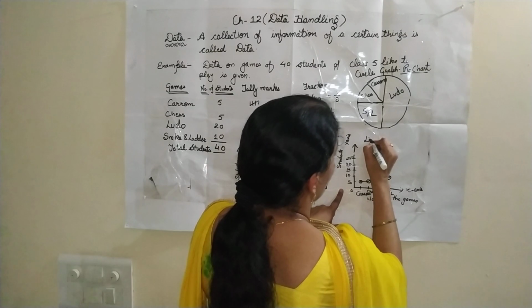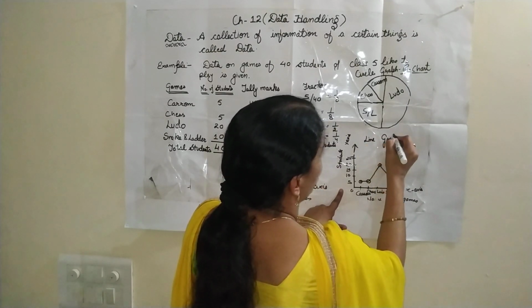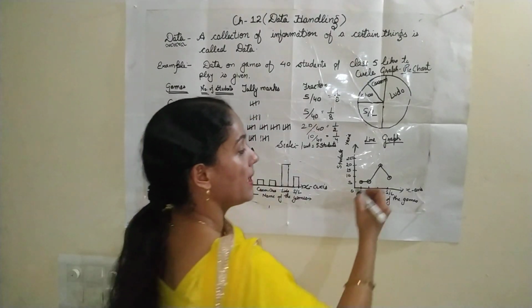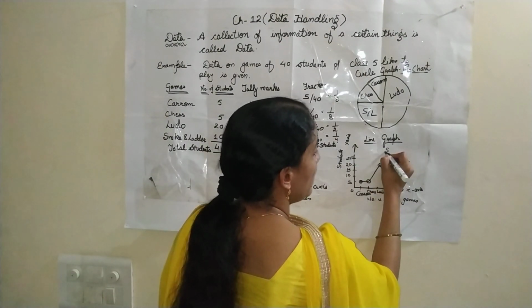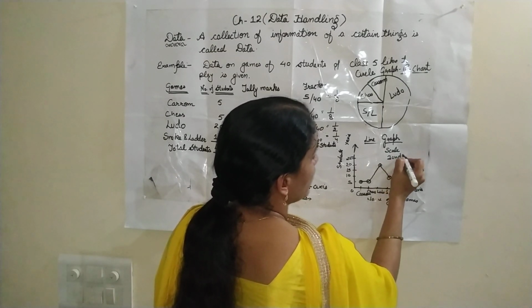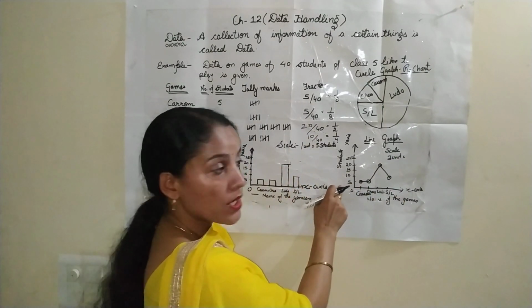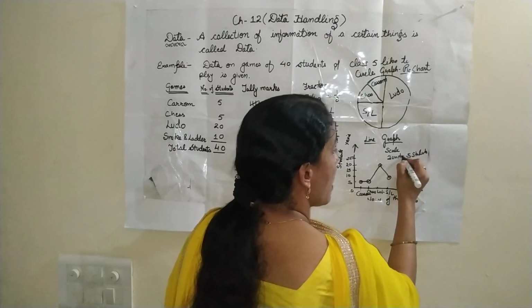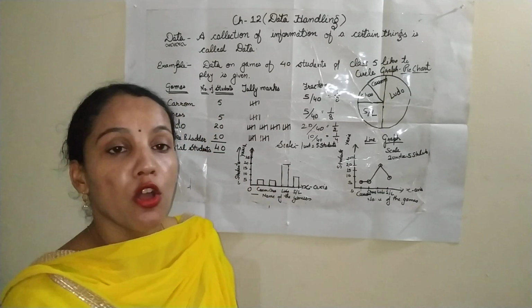This is the line graph for the given data. And here we have to use the scale. The scale is 1 unit is equal to how many students? 5 students. The scale is very necessary when you have to draw these graphs.